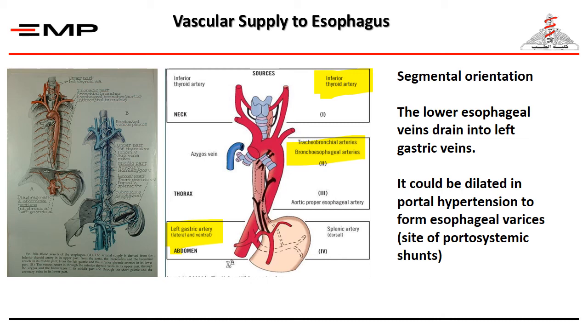upper GIT bleeding. Concerning the arterial supply, we have the cervical part gaining its blood supply from the inferior thyroid artery, the thoracic part of the esophagus gaining its blood supply from the tracheobronchial arteries, and the lower abdominal segment gaining its blood supply from the left gastric artery.